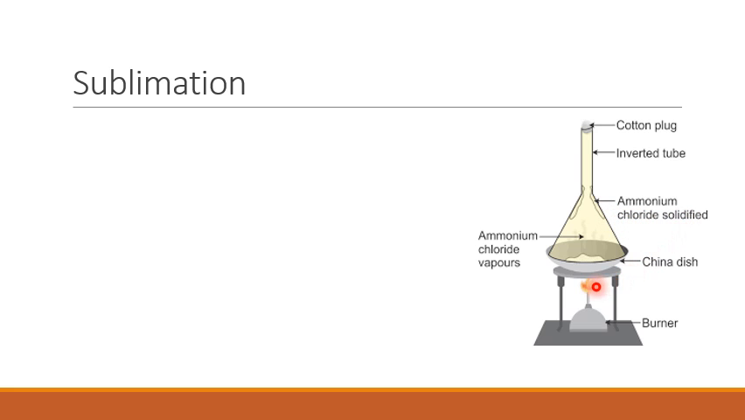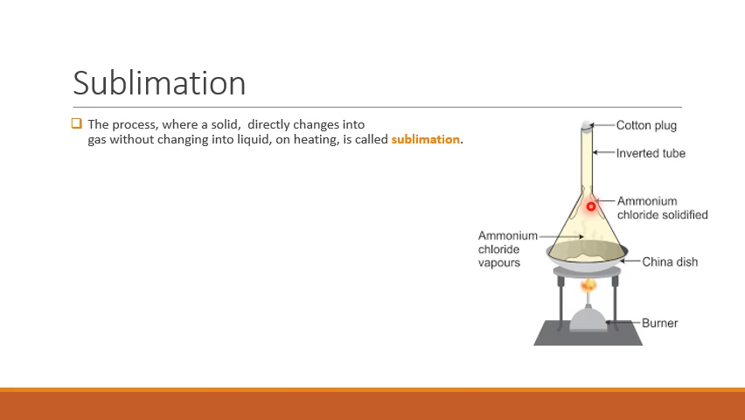So in this experiment we see that the ammonium chloride which was in solid form gets converted directly into gaseous form, and then when we cool it, it again solidifies without changing into the liquid state. The solid directly gets converted to gaseous state and then gas again converts back to solid. So let's see what we call it. The process where a solid directly changes into gas without changing into liquid on heating is called sublimation.